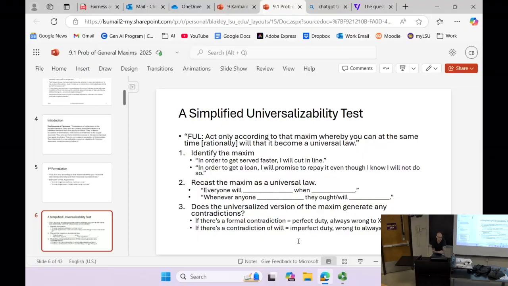Some maxims can't be conceived as a universal without contradiction, right? So that would be failing that first formal step. Some other ones will pass that step, but you still wouldn't will it to be a universal law, because you wouldn't want to live under that law itself. It would cause some kind of contradiction to arise in your own projects. So that's called a contradiction of will, and it's usually what indicates an imperfect duty.